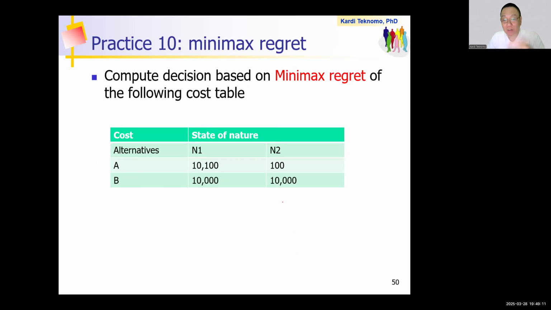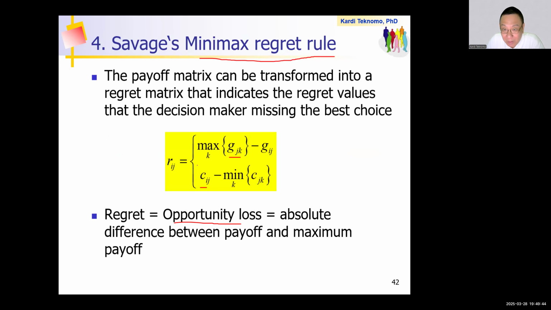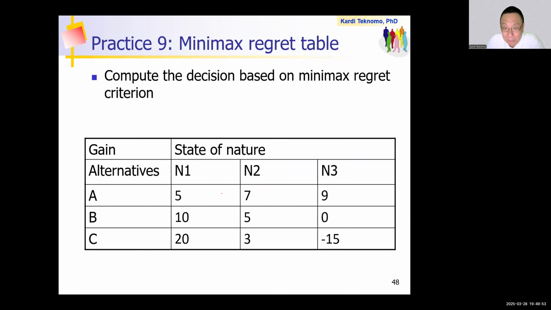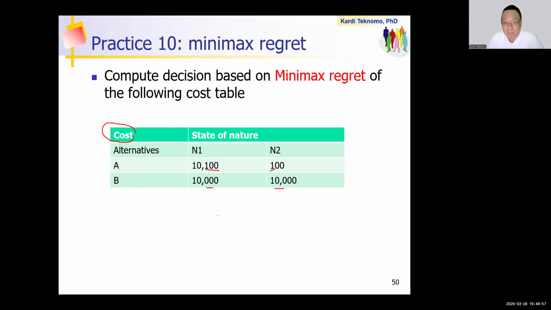A while ago, when we used minimax, this failed, right? This failed us intuitively. So can you calculate this using regret? Be careful, this is cost. To get regret, you base it on this formula from a while ago: C minus the minimum of C. Can you try?